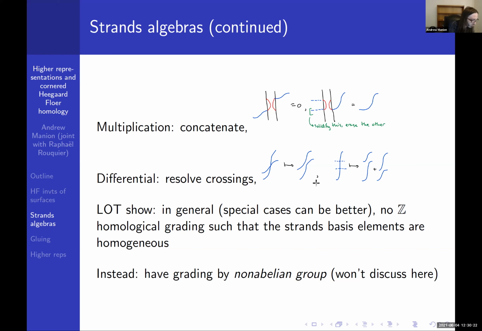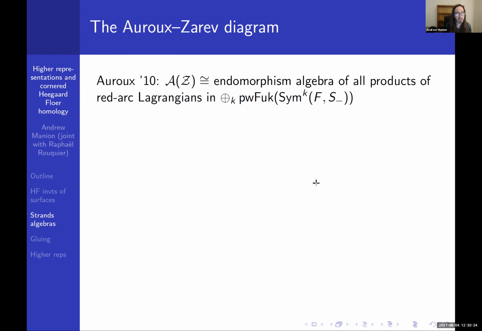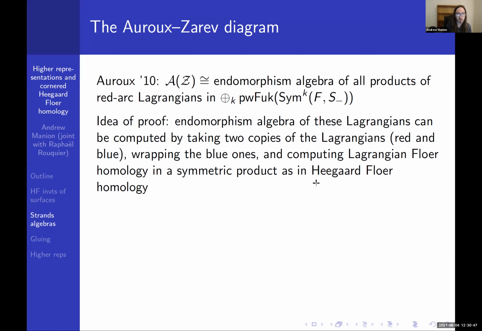These are certain combinatorially defined things, and then what Aru shows is that these actually describe endomorphism algebras of the corresponding product of red arc Lagrangians you would get in the sutured surface associated to F. So I pick this Z that represents F. This gives me these Lagrangians, so I can take their endomorphism algebra, but the Z also gives me this A of Z. And the non-trivial fact is that these are isomorphic. And how do you show this? You consider a particular diagram.